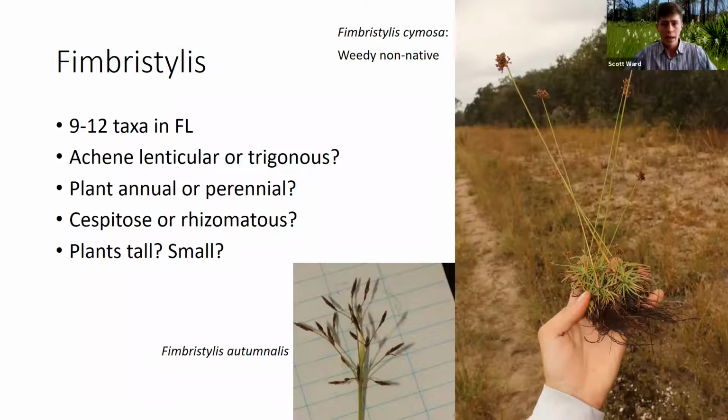And then also looking at, when you break down perennial species, if they're cespitose or rhizomatous, meaning tufted or long rhizomes at the base, and are plants really tall? Are they pretty small, like in the case of Bulbostylis autumnalis?